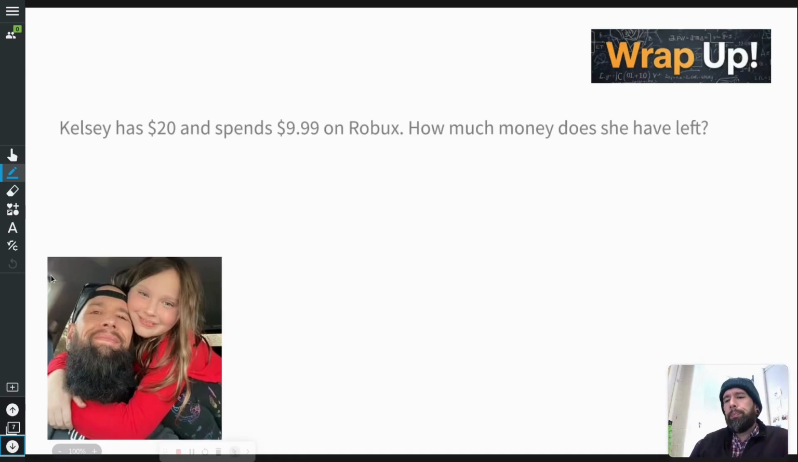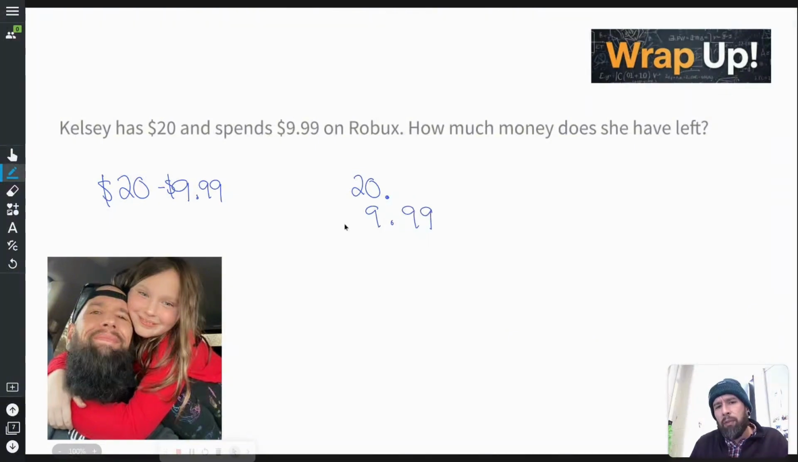Word problem alert. Oh, it's my daughter, Kelsey. Kelsey has $20 and spends $9.99 on Robux. How much money does she have left? Okay, well, she had 20 and she's losing $9.99. So this is a subtraction problem. So we're going to write out 20. And there's no decimal there, so I'll put the decimal after it. And then 9.99 after that. So let's throw those zeros there after it.